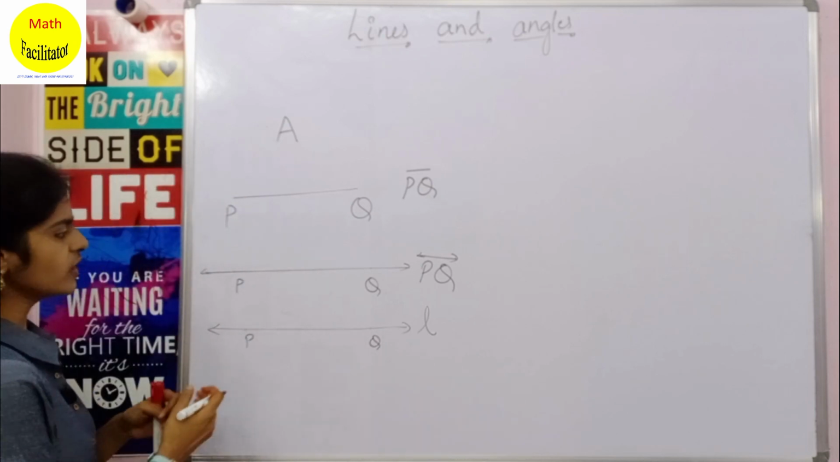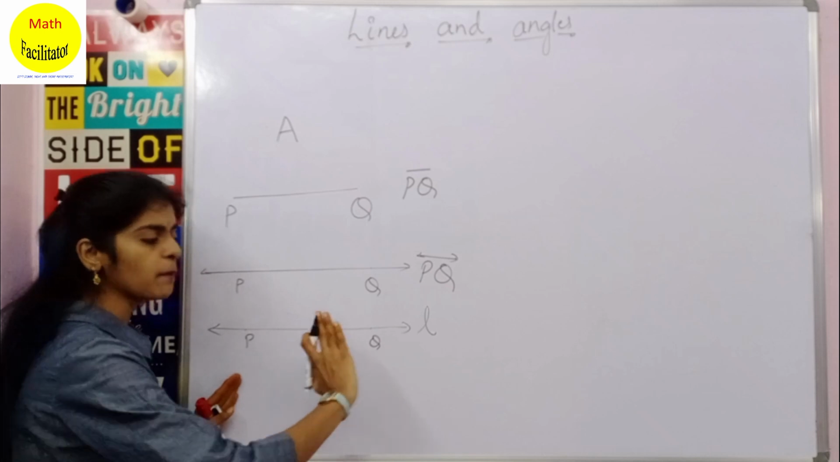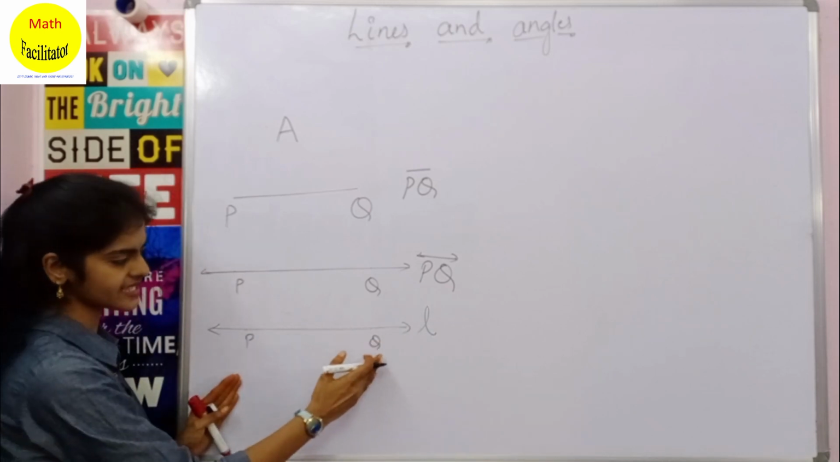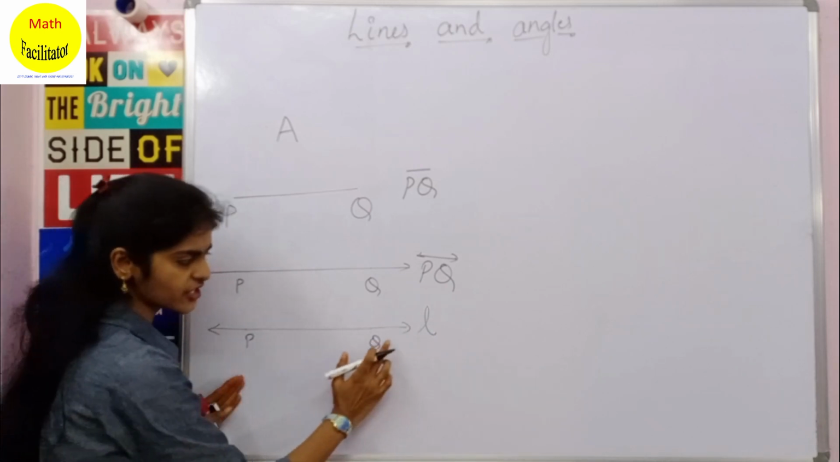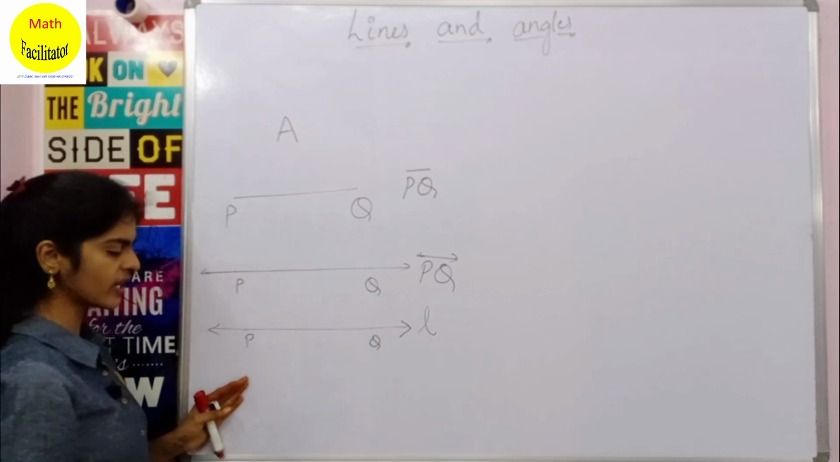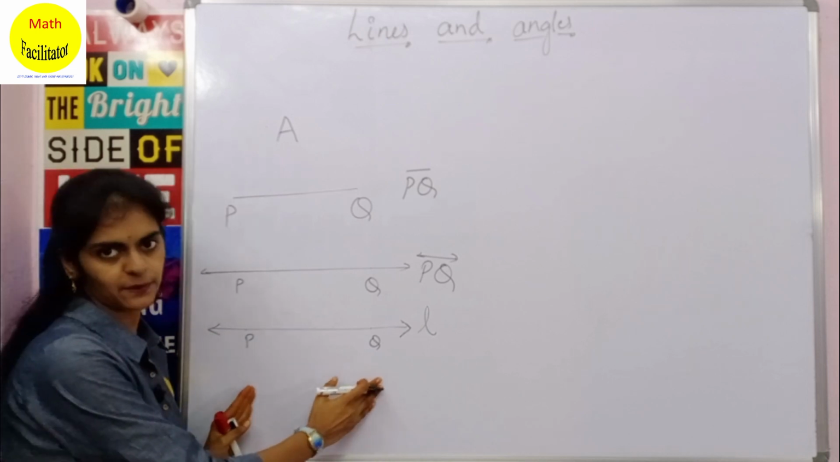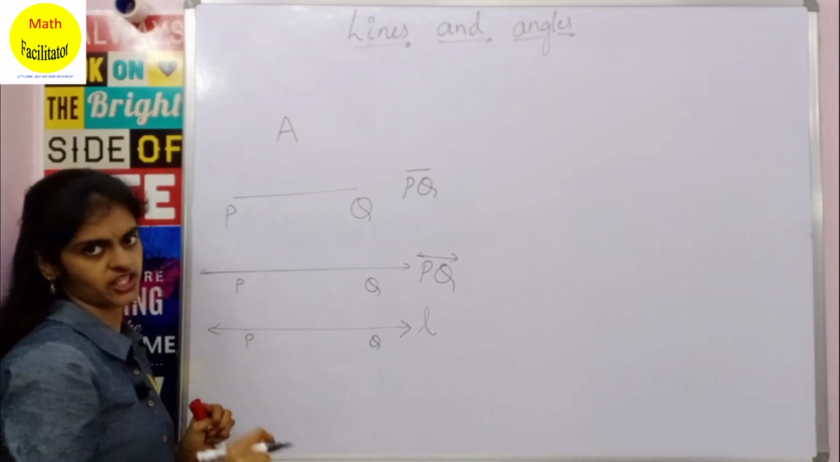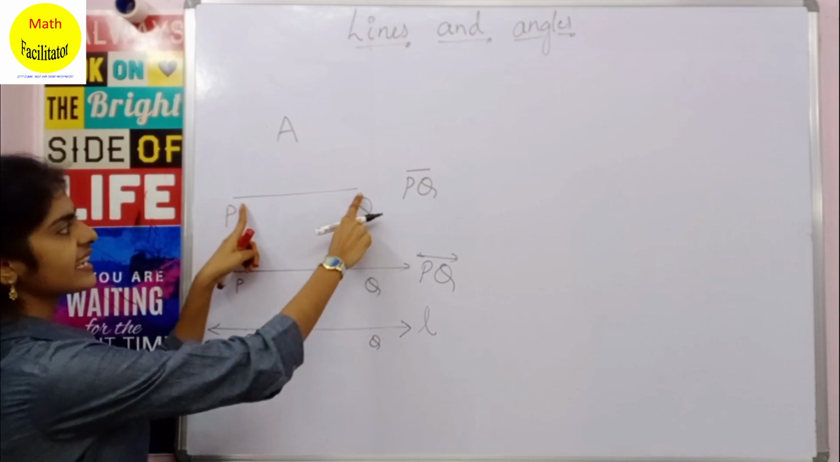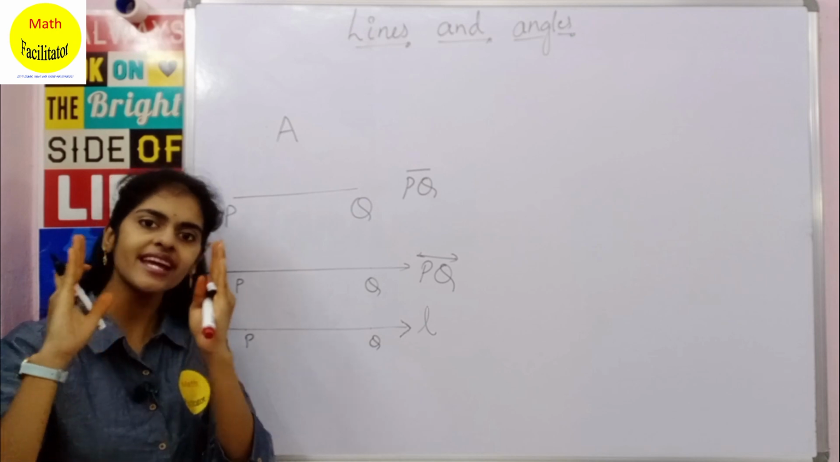Now a line has no end. It can be extended in both the directions. Here you can see it is extended in this direction, and that is the reason you write an arrow mark, which means it is extended. Here also it is extended. So a line can be extended in both the directions, whereas a line segment is limited. It has two end points, which means it cannot be extended.